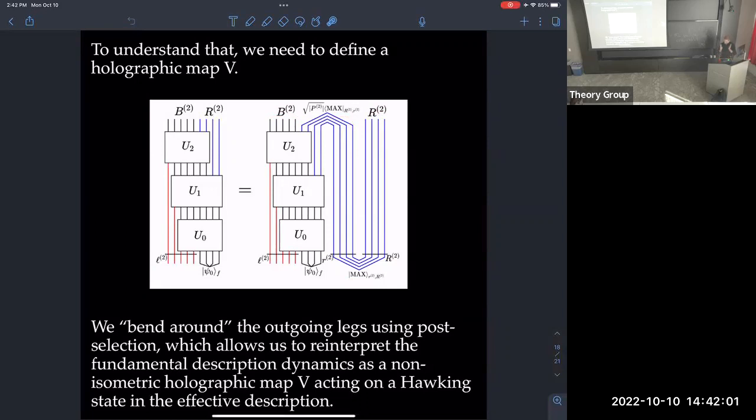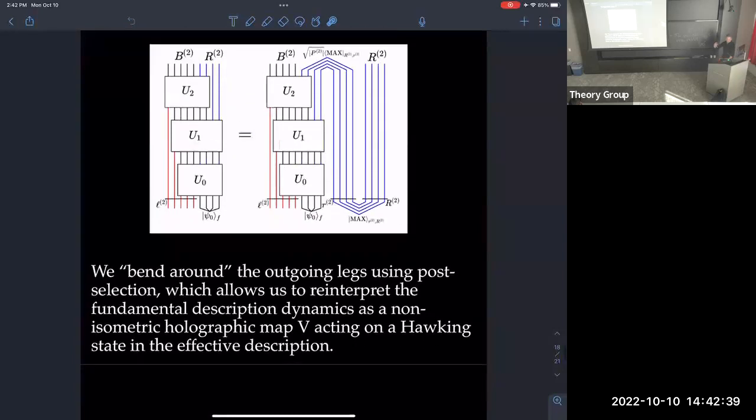What's important about this version of drawing the picture is that now we can regard this setup as a holographic map. Everything above this line and below this line is what we're calling V for this dynamical model, or V of T. Everything below this line, or this part and this part, those are the effective description states. So in this effective description state, we have, say, little r maximally entangled with capital R.